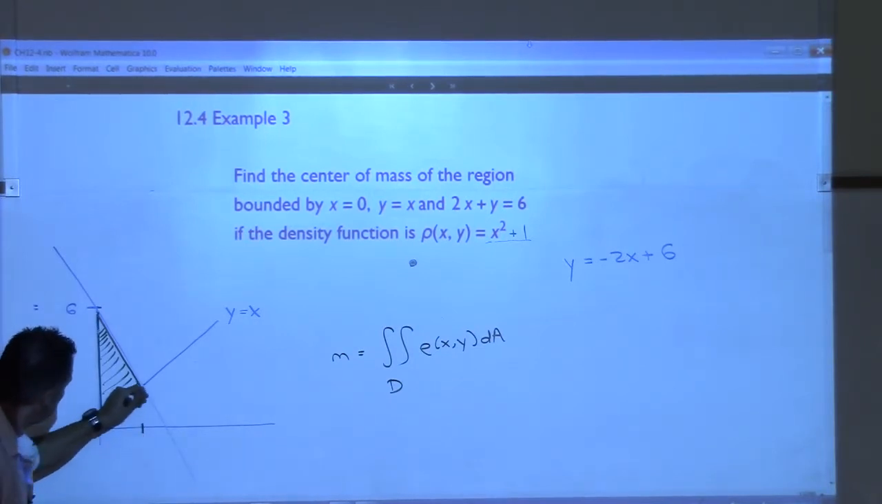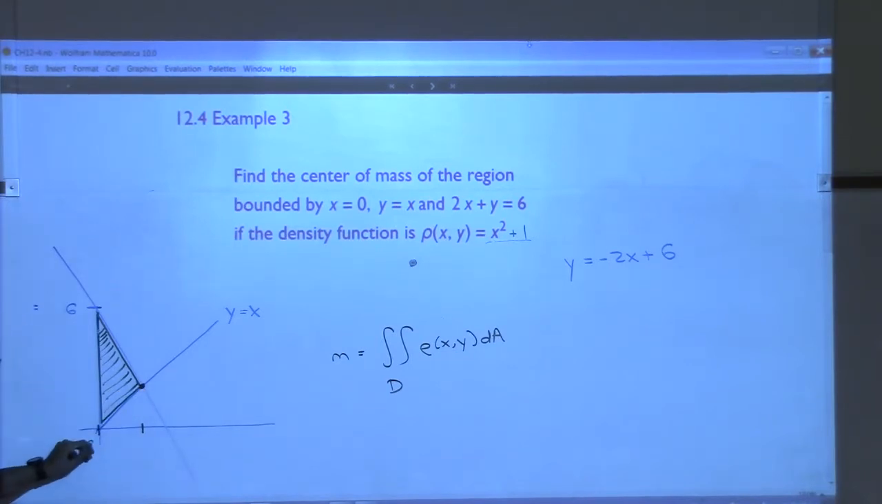We do need to know where these hit each other. I know this is 0, but where do those hit each other? At x is 2? You can set them equal to each other, but you should be able to verify it happens at 2. So I know that my x is between 0 and 2. I know my y is stuck between these two functions. The top one is this one, the bottom one is this one. So x goes here, and then negative 2x plus 6 goes there. You following?